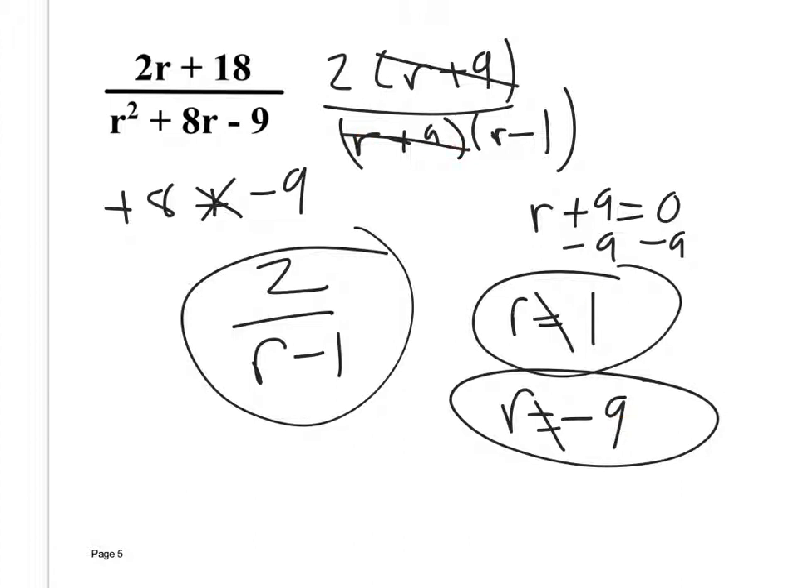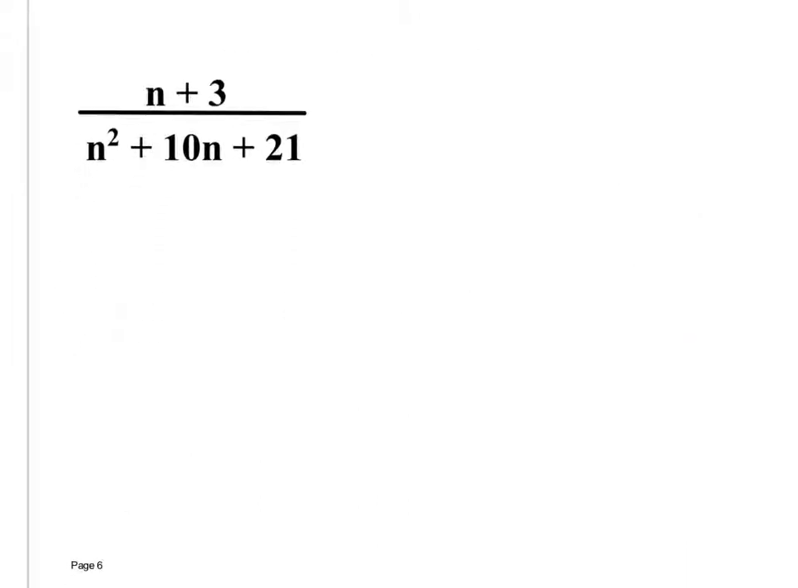Just because I cancel up here, if I've got negative 9 in here, I'm going to get 0. And 0 times anything is going to be 0, and that leaves me with 0 on bottom. I can't have that. So really, when I look for my excluded values, I go back to this, or what we've factored out. Okay? Any questions? All right.